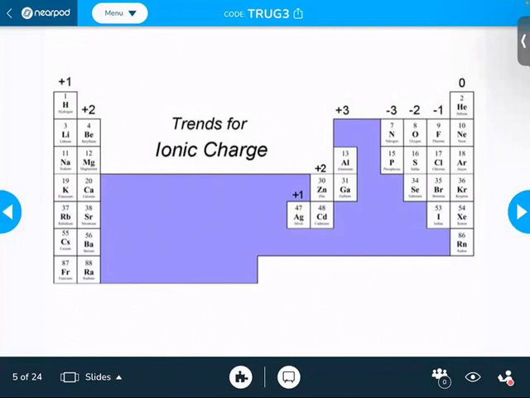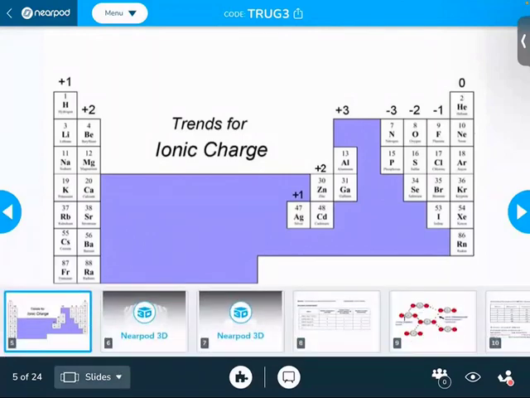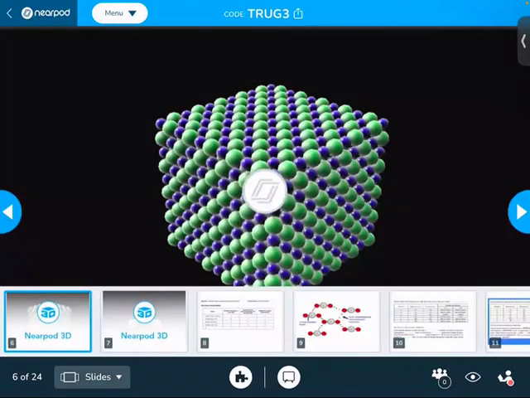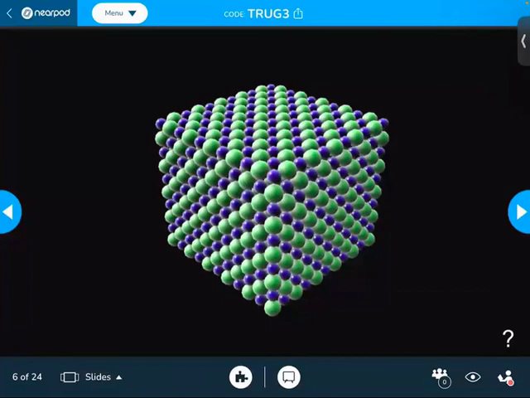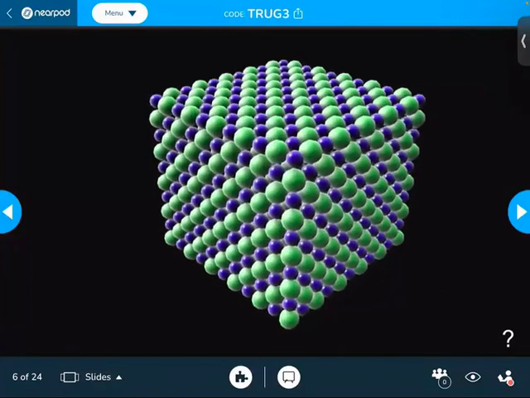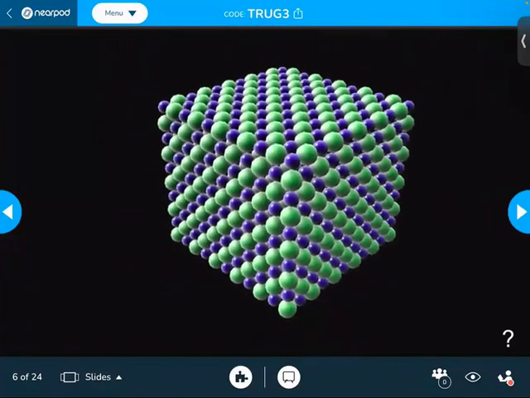Okay, so when we think about these ionic compounds, they form these very crucial structures. And an example of this might be what I'm showing you here.